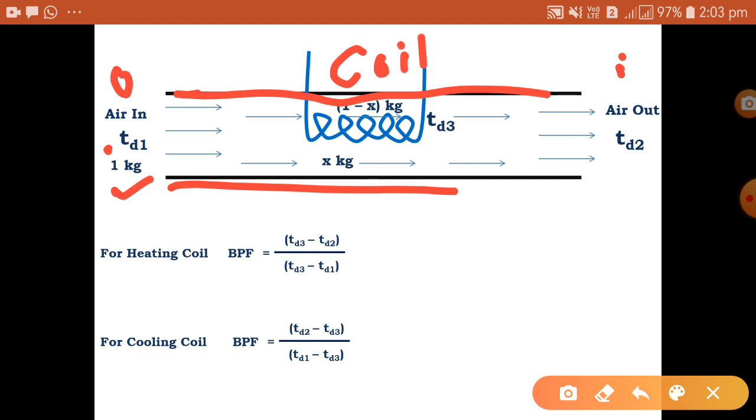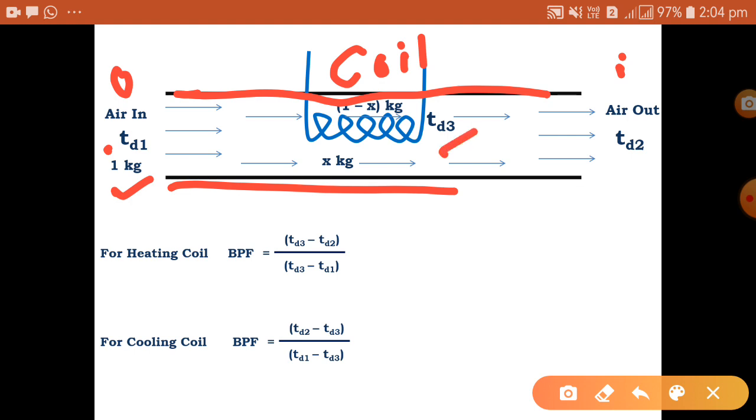Now that could be a heating coil or a cooling coil. As I've said, the 1 kg is the total mass flowing through that passage, but out of that, let me say x kg is a mass which is untouched by that cooling coil, not affected by it. So 1 minus x is the total mass which comes in contact with that cooling coil or heating coil, whose temperature is TD3.